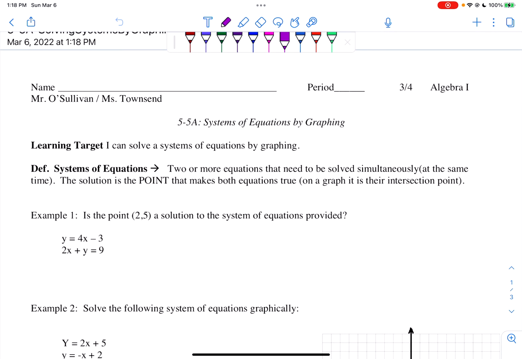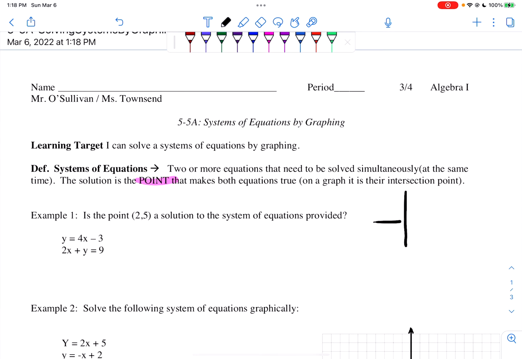Today we're looking at lesson 5-5a, Systems of Equations by Graphing. Today's learning target is, I can solve a system of equations by graphing. The definition of a system is two or more equations that need to be solved simultaneously, aka at the same time, and the solution is the point that makes both equations true on a graph. It's their intersection point.